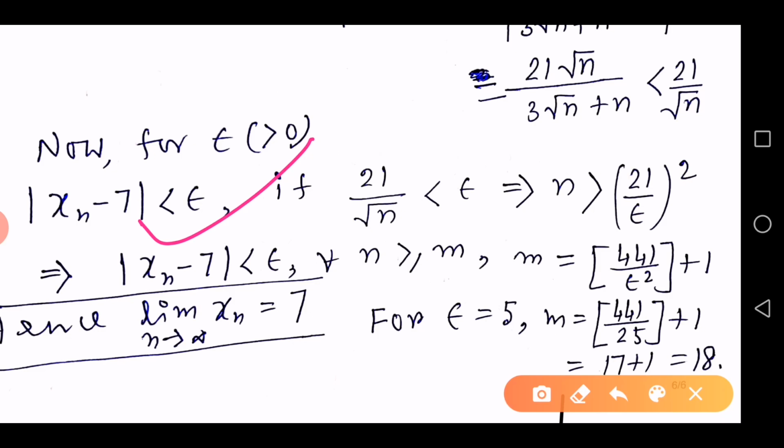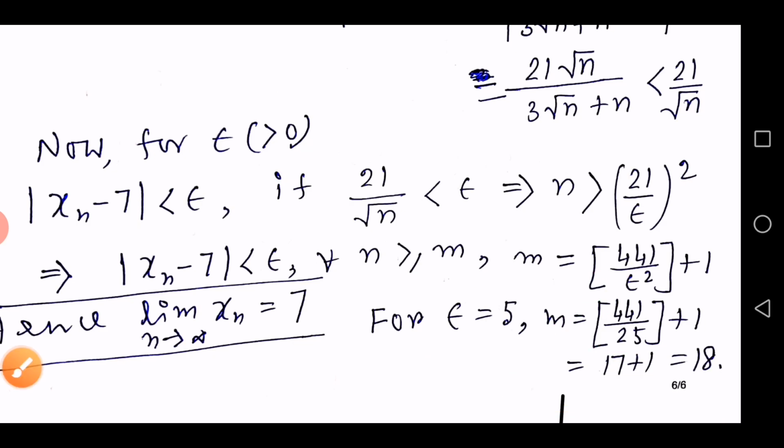Now in particular for epsilon equal to 5, what is the value of m? If we put epsilon equal to 5 here, we have m equal to the greatest integer part of 441 by 25 plus 1. Now 441 by 25 gives 17 point something, whose greatest integer part is 17. So m is equal to 17 plus 1, equal to 18.